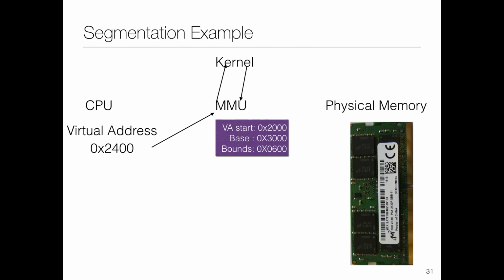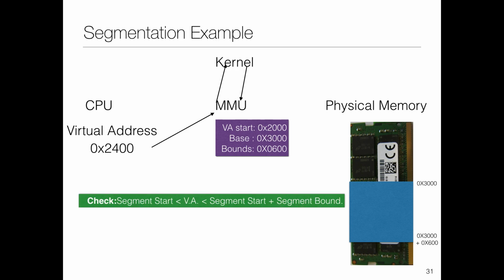It starts at hex 2000, base is hex 3000, and bounds is hex 600. So what's the start address and end address in the physical memory? 3000 to 3000 plus 600, and the virtual space 2000 to 2000 plus 600. So again, you see a one-to-one mapping, fairly simple. You first do a check where the segment start is less than virtual address, which is less than segment start plus segment bound. That holds true because 2000 is less than 2400, which is less than 2000 plus 600.